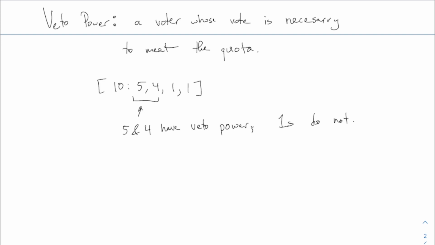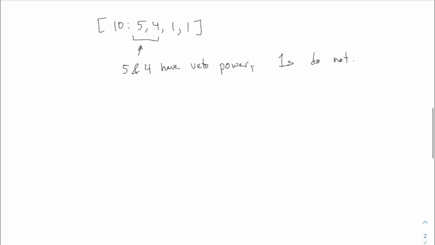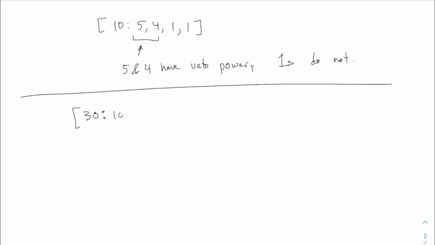This is one of the lines on the checklist: dictator, dummies, and veto power. So a typical question would be, I show you one of these, and I say, is there anybody here who is a dictator? Is there anybody who's a dummy? Is there anybody with veto power? Let's just do one more all together, and then I'll give you a bunch to try. How about this? The 30, 10, 10, 10, 9.